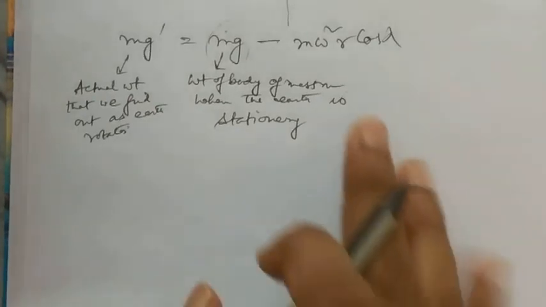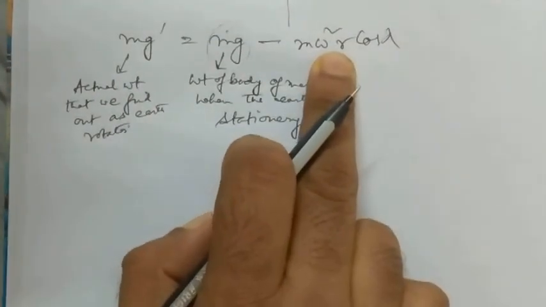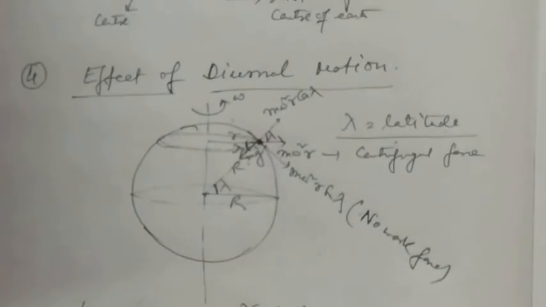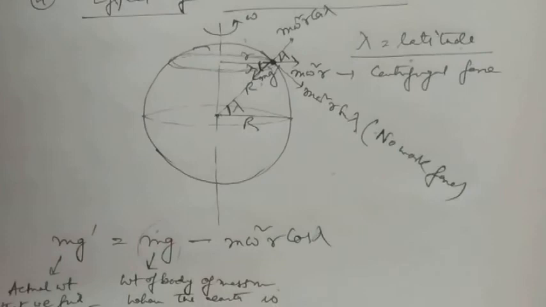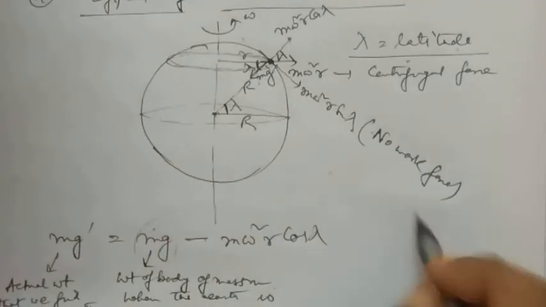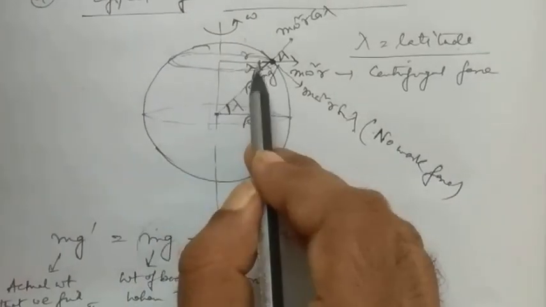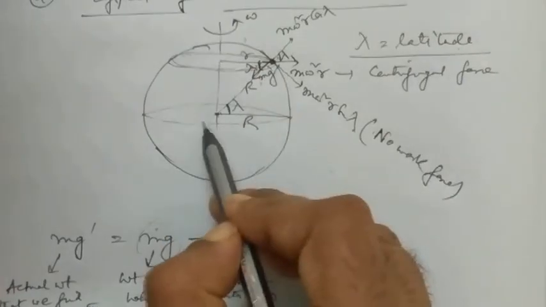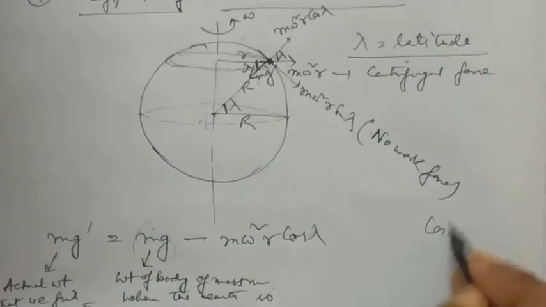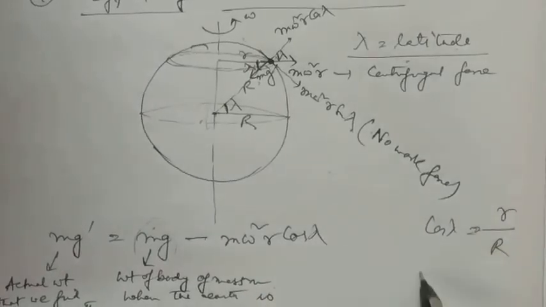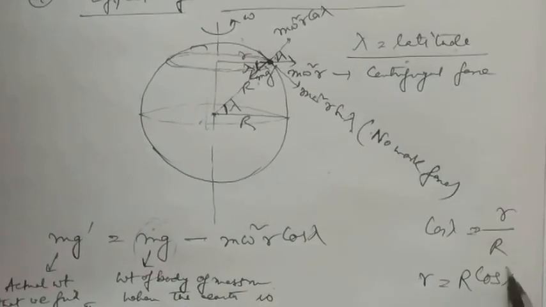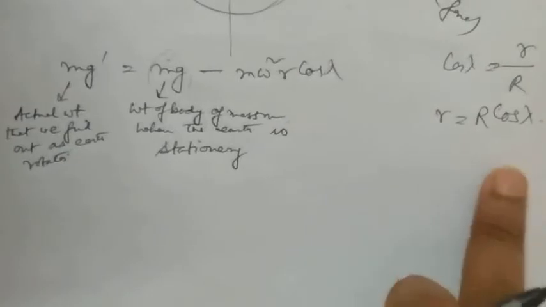The value of small r is variable, because we can place the particle at different positions on the earth. So to get a fixed value, we can convert the value of small r into capital R using this relation. In this triangle, this is lambda, this is capital R, this is small r. So we can write cos lambda is equal to small r by capital R, so r is equal to R cos lambda. Replace the value of small r with R cos lambda.